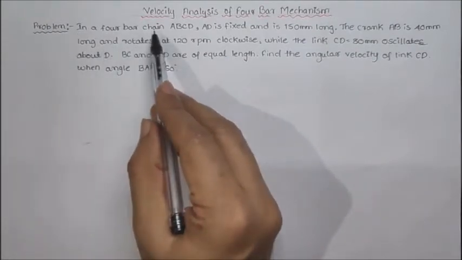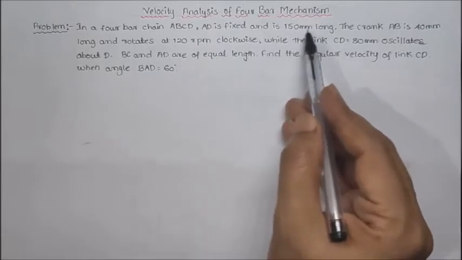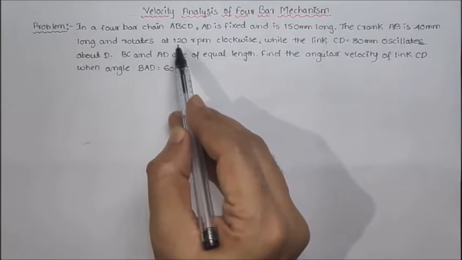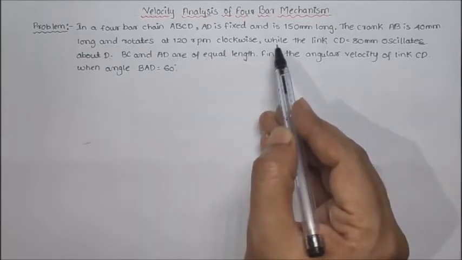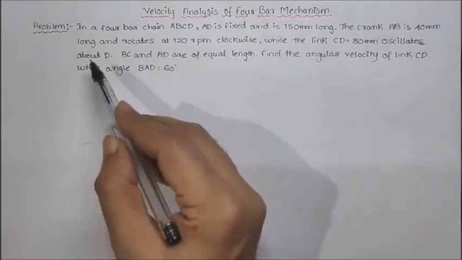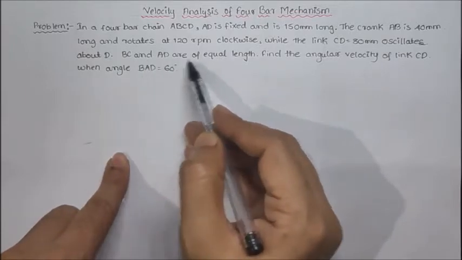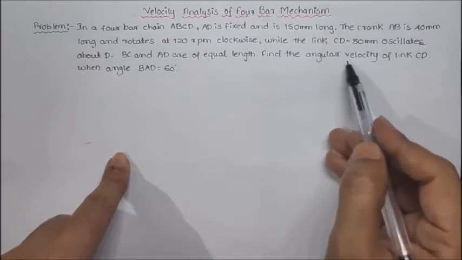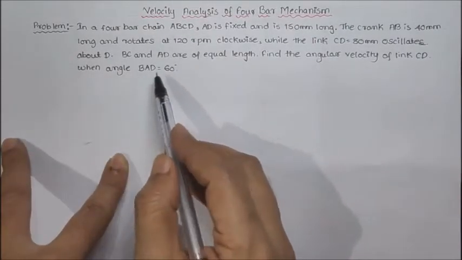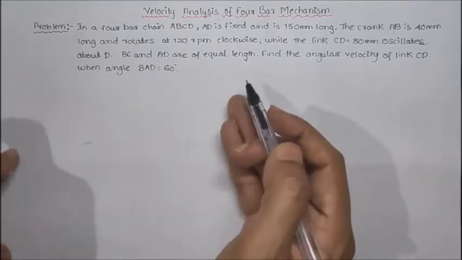In a 4-bar chain A, B, C, D, AD is fixed and is 150 mm long. The crank AB is 40 mm long and rotates at 120 rpm clockwise, while the link CD, 80 mm, oscillates about D. BC and AD are of equal length. Find the angular velocity of link CD when angle BAD is equal to 60 degrees. So let's solve this one.